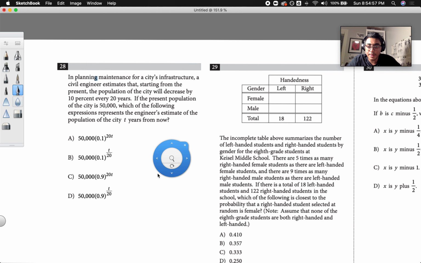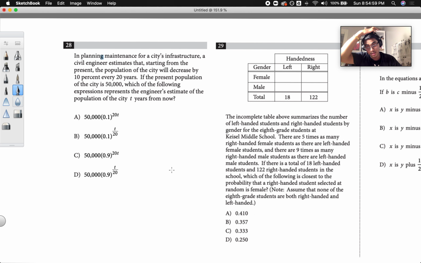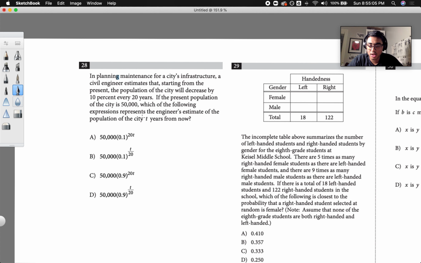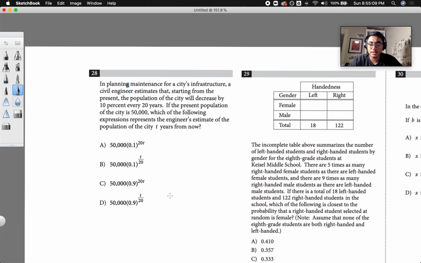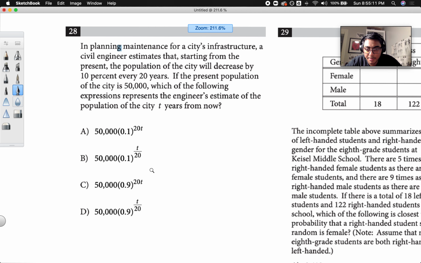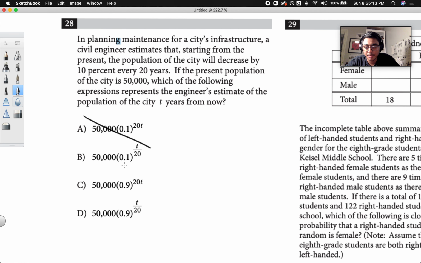Okay, I would say a good way to do this would be to just plug in 1 for the number of years. So instead of t, just replace 1, and then work through the options to see which one fits. But we can cross out A and B because this is saying that you start off at 50,000 and then you would lose 90% every 20 years. But that's not what's happening.